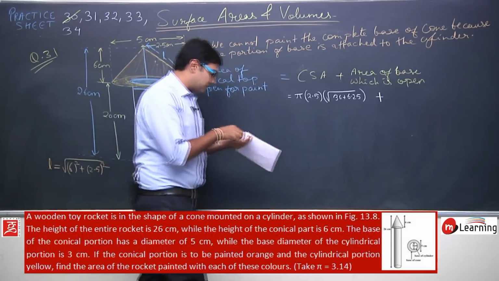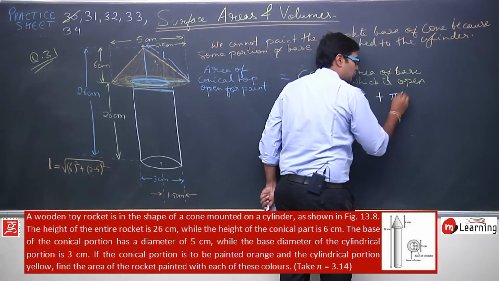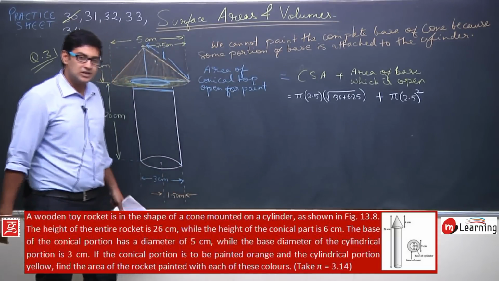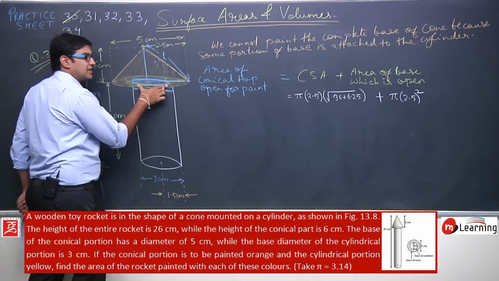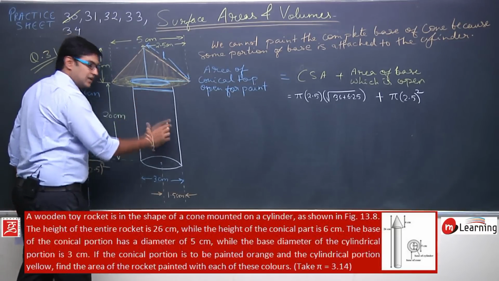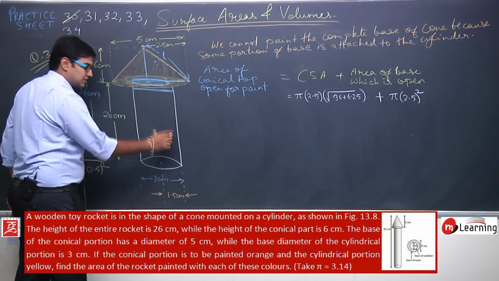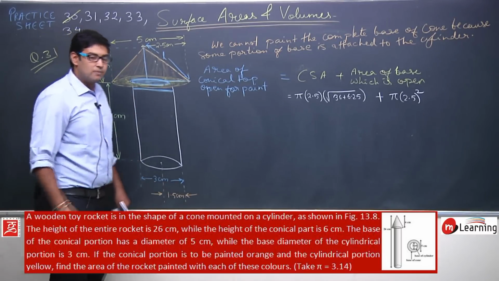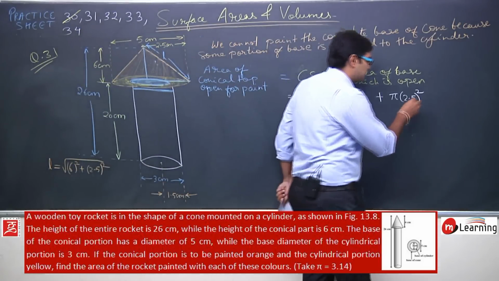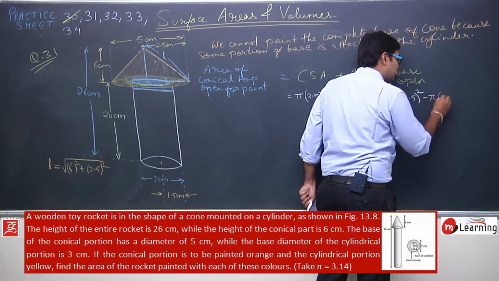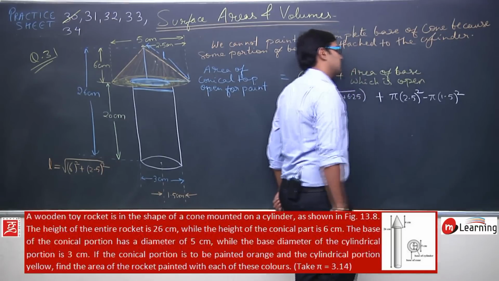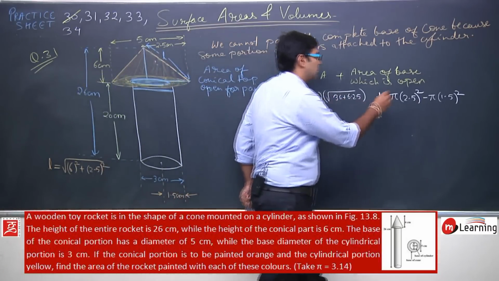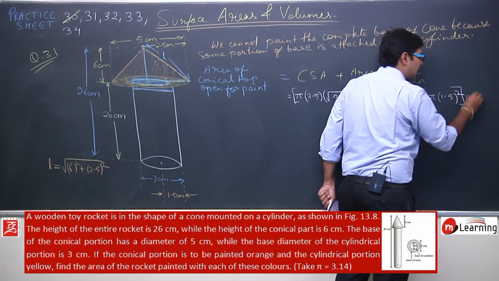So the complete area of this base is pi into 2.5 square, this is the area of the base of this conical surface, minus I need to subtract this area. Now what is this area? This area is the area of top of this cylinder which is pi into 1.5 square, because this is also circular. So pi r square is the area of circle, so minus I will subtract 1.5 square, okay. So this will be the area in centimeter square.